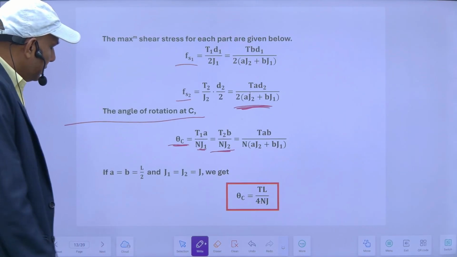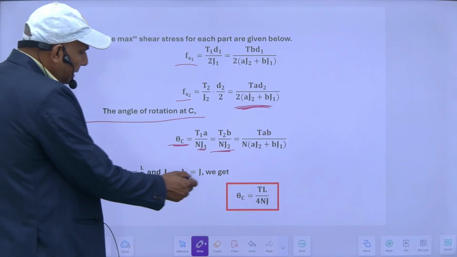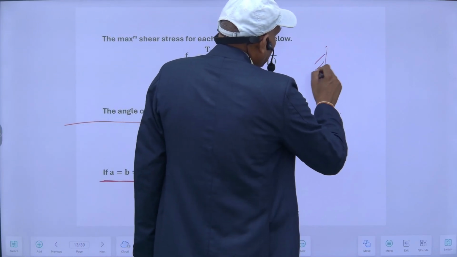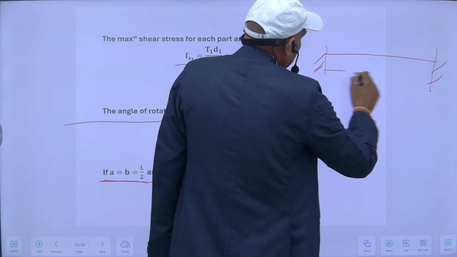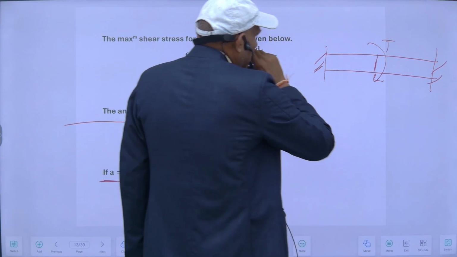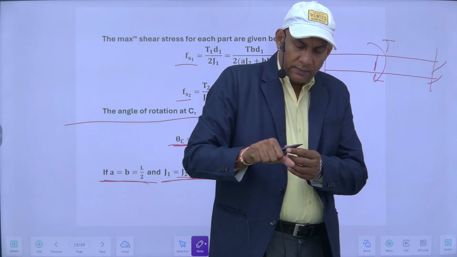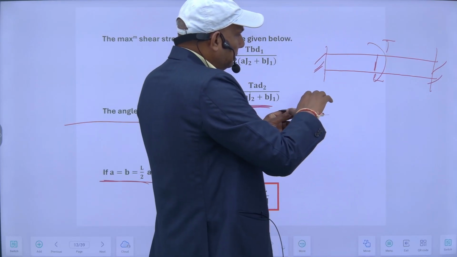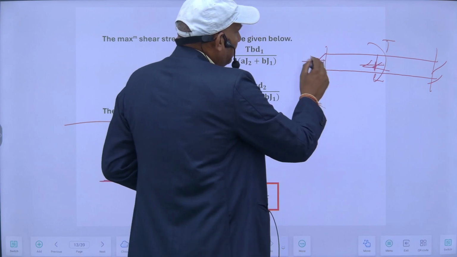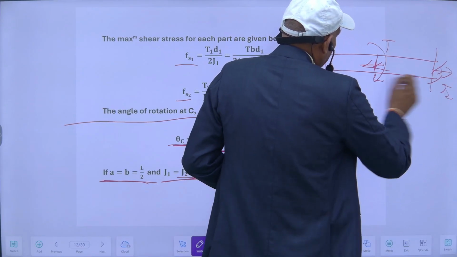And suppose A and B are equal to L by 2, and J1 is equal to J2 is equal to J, and N is equal to G. This is the junction where this T is applied. By the right hand rule, it is clockwise. So it will be like this, and this is T2, this is T1.